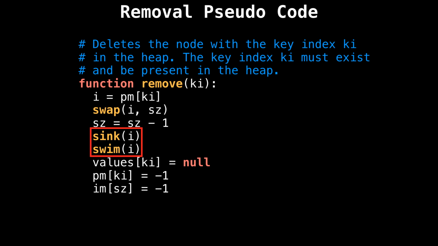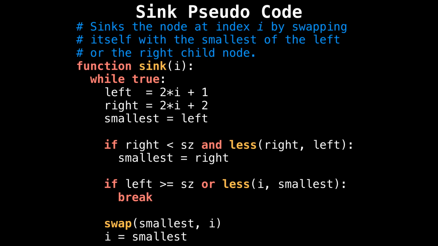We don't know which it will be, so we try to move the node up and down, hence sink and swim. Lastly, I just clean up the values associated with the node we want to remove. You can also return the key value pair being removed, but I didn't do that here. Let's take a quick look at the sink method so we understand how that works.